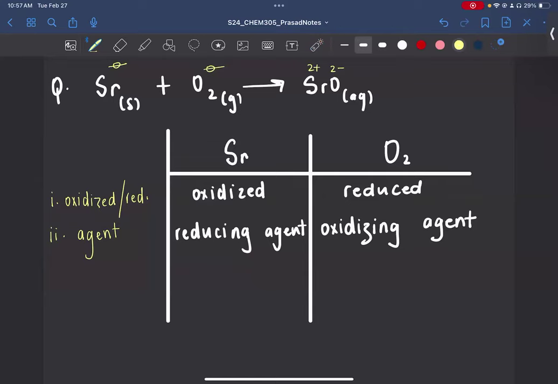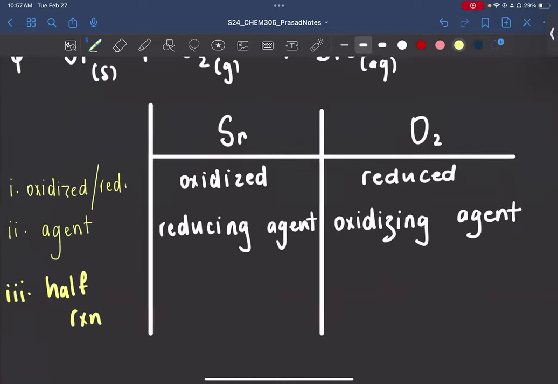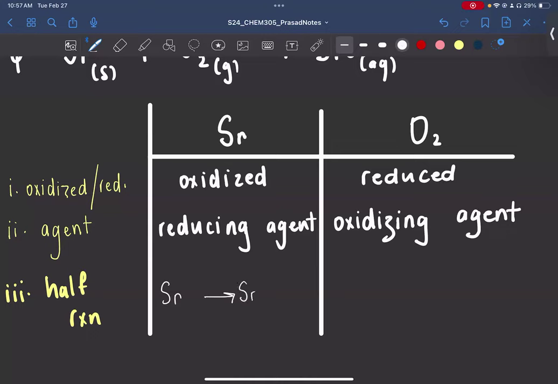And then finally, I want you to generate the half reactions. Don't worry, we're going to do that together. Half reactions. Okay. Starting with strontium, we know that strontium is oxidized. So where must the electrons be, on the product side or the reactant side? It's oxidized. If you're losing electrons, will it be on the product side or the reactant side? Product side, very good. So we know that this is Sr is going to turn into Sr2+ plus 2 electrons.